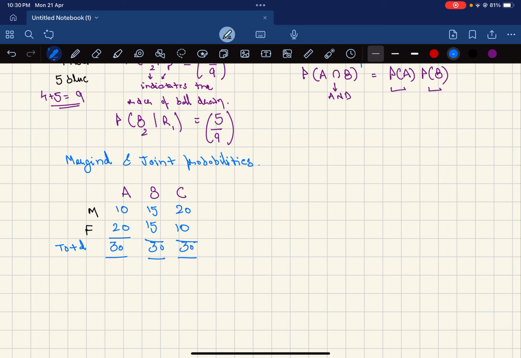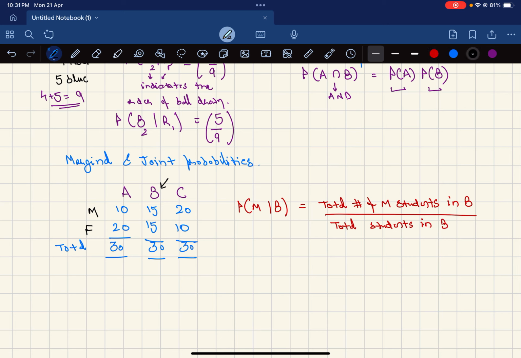Now let us say we select a student randomly from, let us say, class B, and we want to calculate the probability that the student selected from class B would be a male. So let us say we want to calculate the probability of getting a male student from class B. This will be the total number of male students in B divided by total students in B.